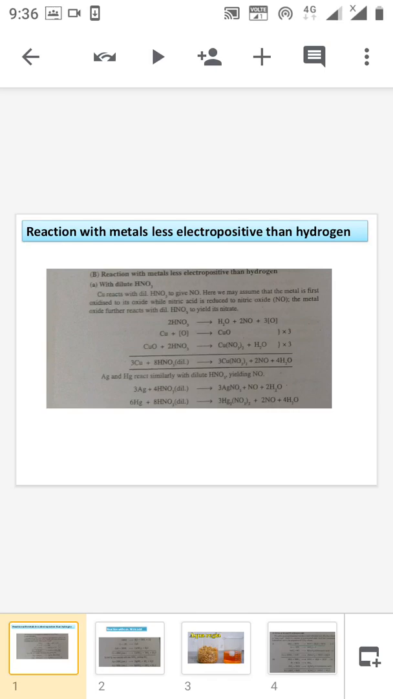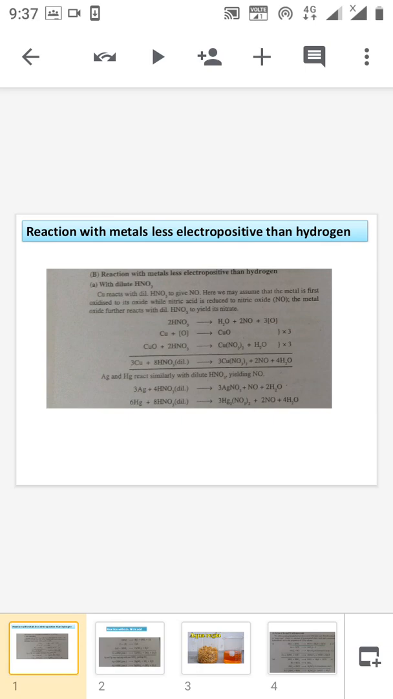Yesterday we discussed the preparation of nitric acid and the reaction of nitric acid with metals which are more electropositive than hydrogen. And today we are discussing the reaction with metals which are less electropositive than hydrogen. First of all, we are discussing the reaction of copper.